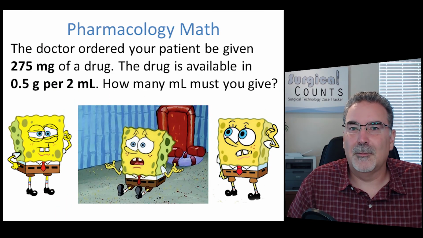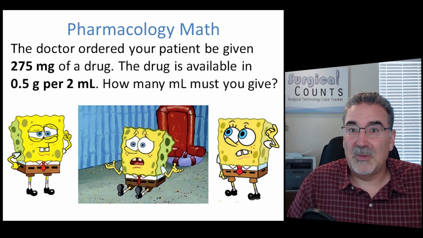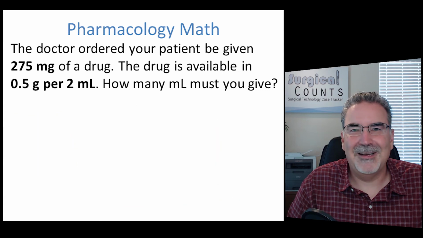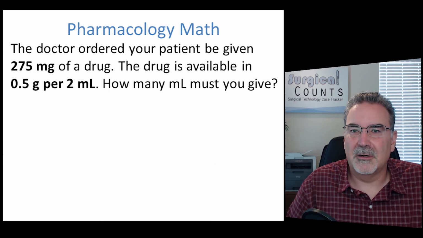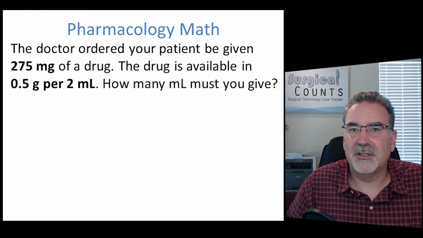So let's try another problem. Remember that big scary problem that we had at the very beginning of this video? Well, right now you're going to see it's really not that scary. We're just going to solve it using burger math. So here's the question. The doctor ordered your patient to be given 275 milligrams of a drug. The drug is available in 0.5 grams per 2 milliliters. How many milliliters must you give?